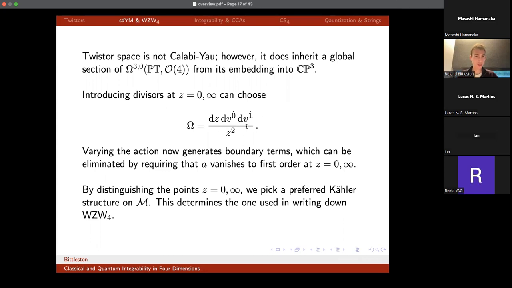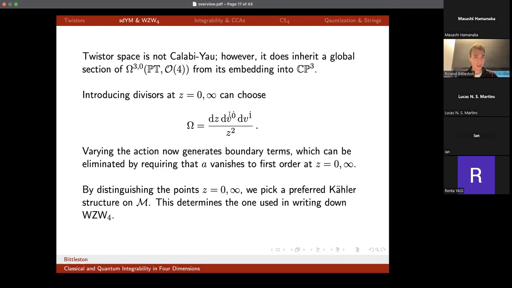So you can see that this has got a double pole at the origin, at z equals 0, I should say. It also has a double pole at z equals infinity, which you can see just by transforming to those tilde coordinates from earlier. The cost of using a meromorphic form rather than a holomorphic form is that now when I vary the action, I'm going to get boundary terms. And to eliminate those boundary terms, I'm going to have to require that the field A vanishes to first order at z equals 0 and at infinity. And also, by extension, that gauge transformations are trivial there as well, to first order.